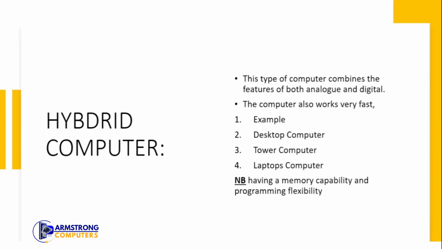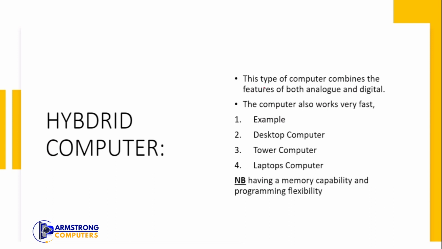Now let's come to the hybrid computer. These types of computers combine the features of both analog and digital properties, and these computers also work very fast. Now, for you to better understand the mainframe, microcomputers, and so on, any computer that has programming flexibility and memory capability is a hybrid computer that can perform more than one task at a time.